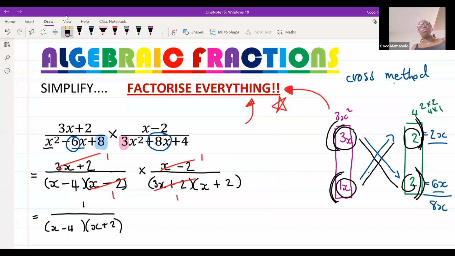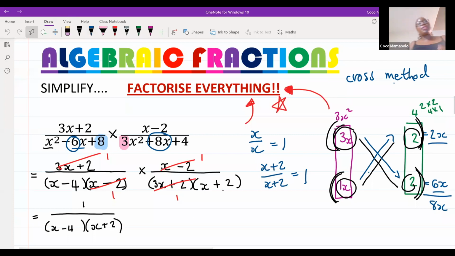So if I asked you, what is x divided by x? 1. Good. Now I say, what is x plus 2 divided by x plus 2? 1. Good. So if I divide anything on the top with something on the bottom and they look exactly the same, my answer is always going to be 1. Right. So now let's go back to the question.